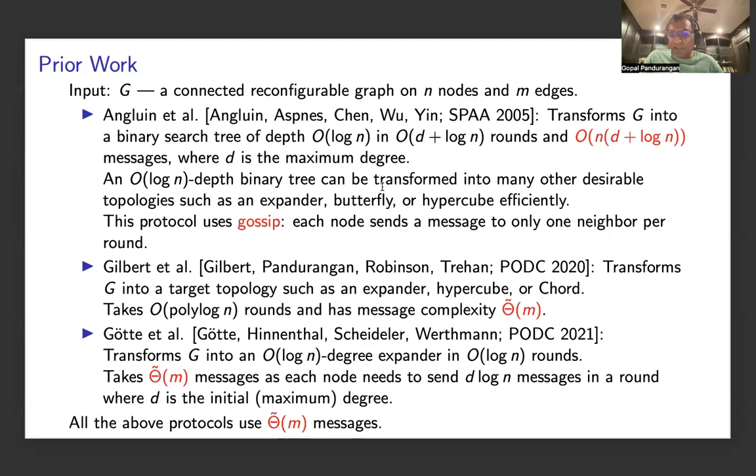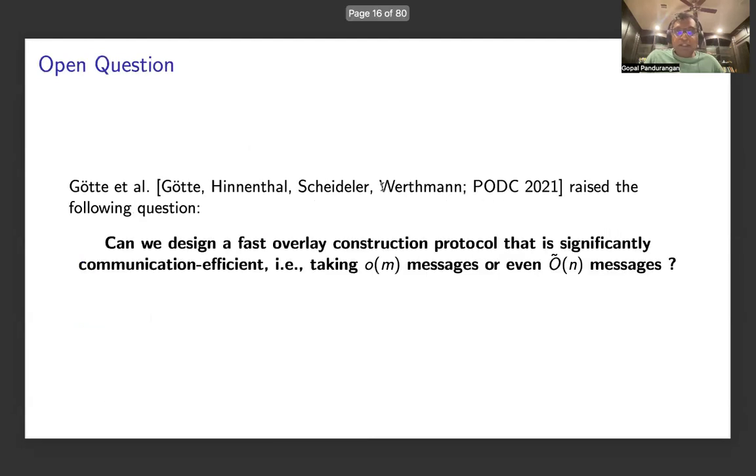So this looks unavoidable because it seems that you have to communicate over essentially almost all the edges of the graph. However, Gotte et al. raised the following question: can we design a fast overlay construction protocol that is significantly communication efficient? That means one that takes a sublinear number of messages, sublinear in m, or even O tilde n messages. That means about O(n polylog n) messages.